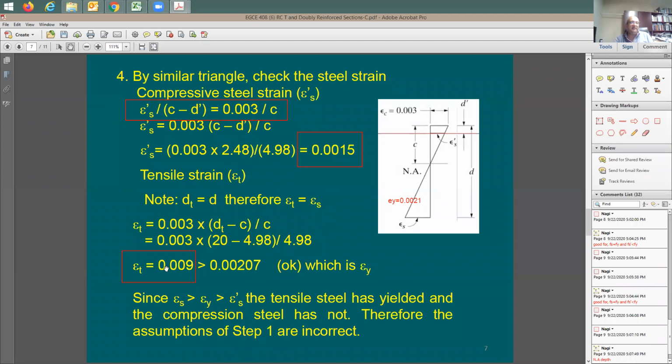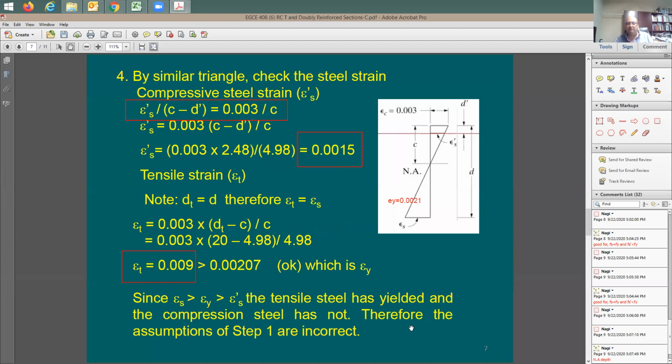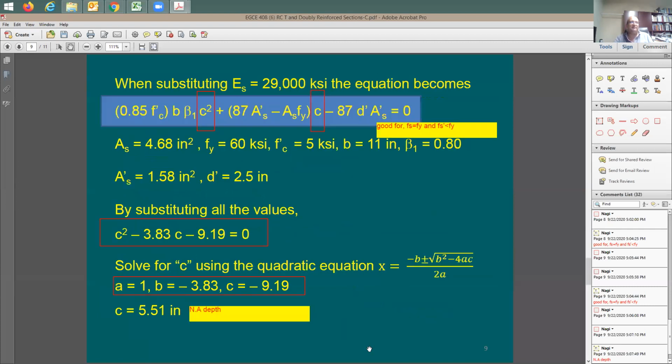The tension steel is yielding, compression steel is not yielding because this value here is lower than 0.002. So this is what happened, and this is the reason that we have gone through all of this. If both the steels are yielding, if this is yielding and this is yielding, therefore the analysis that I have done here is correct and we're done. So you would be hoping that the steel in compression is yielding so that we're done and you don't have to spend more time doing all of this analysis.